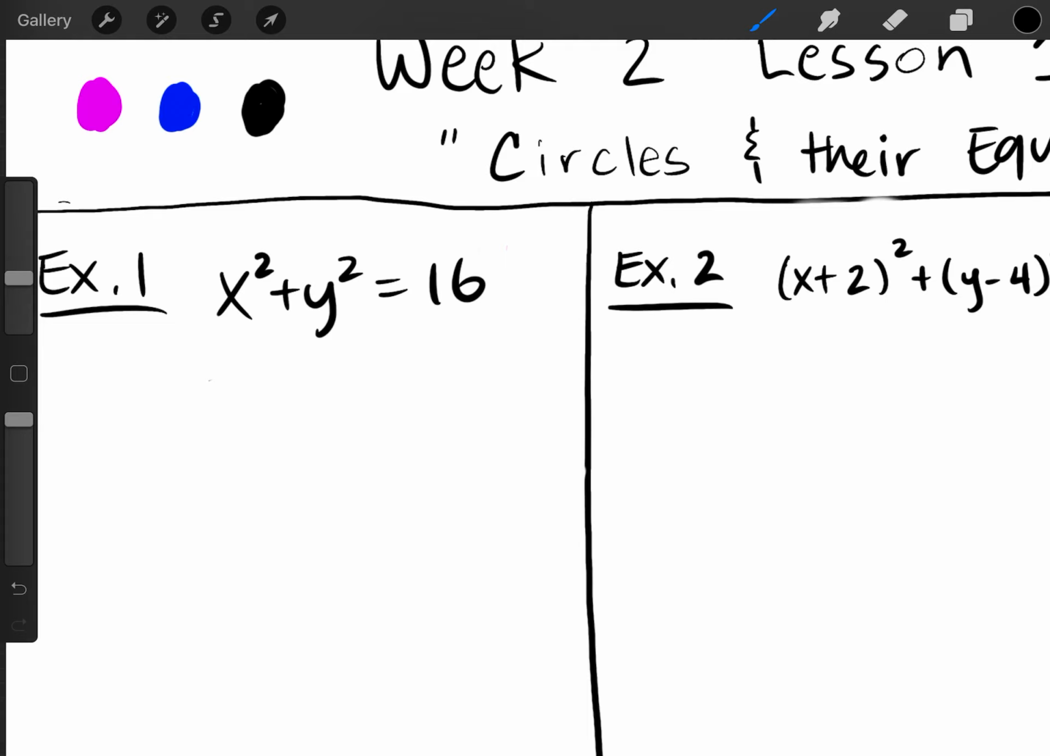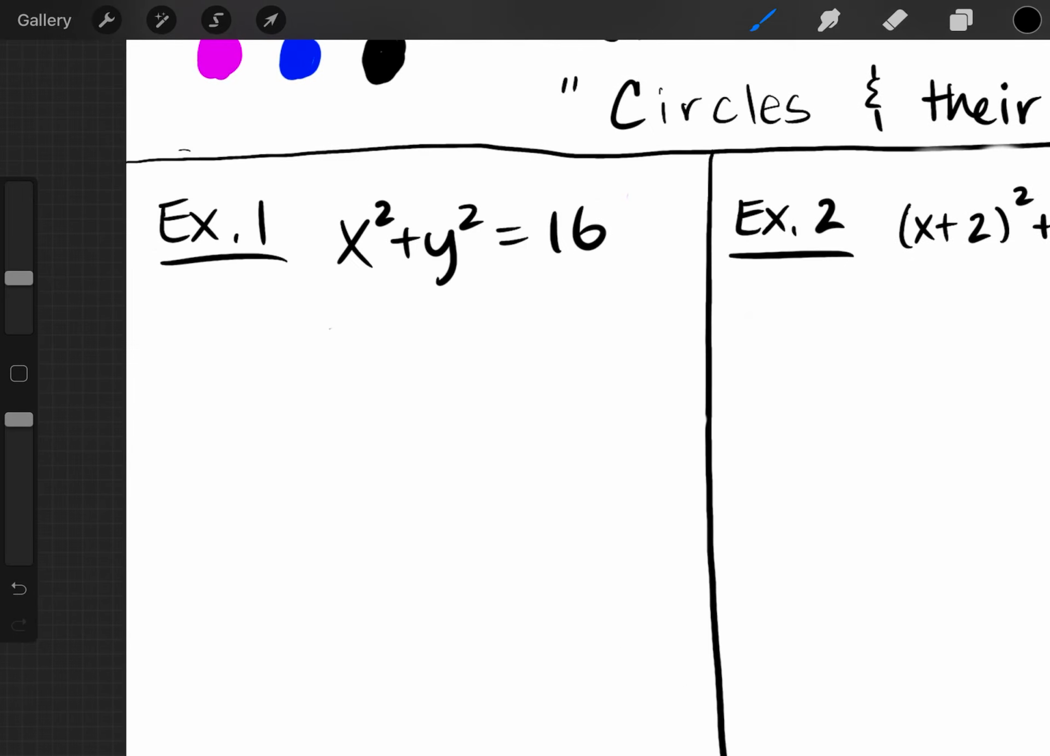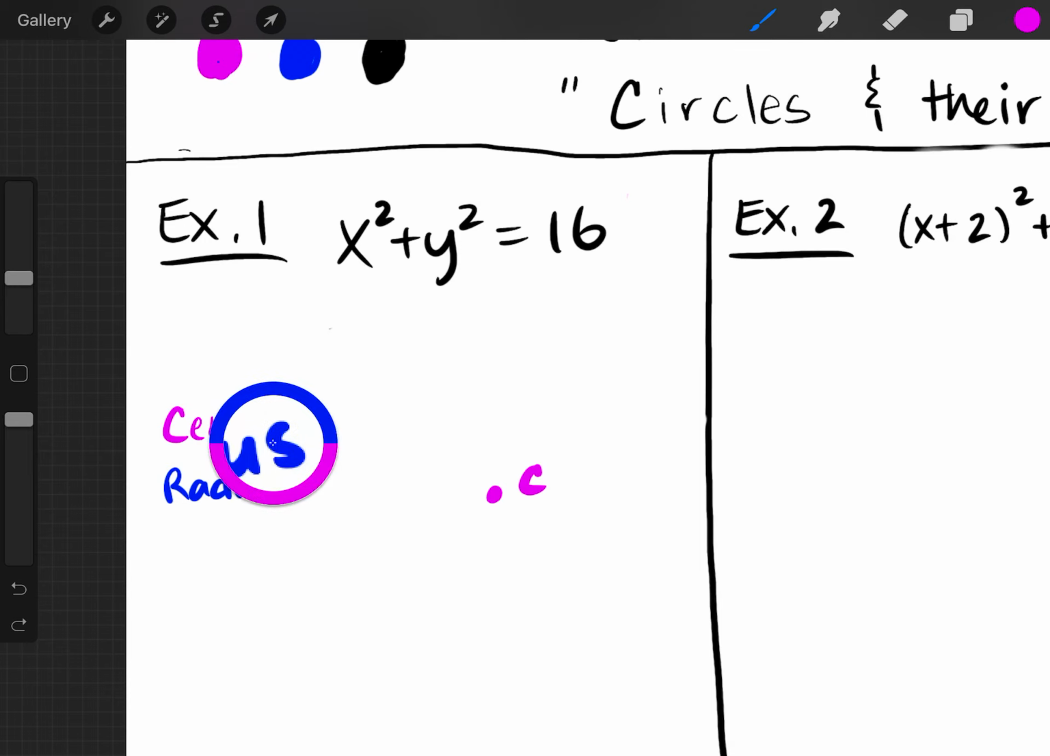Now, if you don't remember, looking at this equation of a circle, it gives us a lot of information. We can find two different things from this equation of x squared plus y squared equals 16. We can find what the center of the circle is. We can also find what the radius of the circle is. Why that's helpful is because with any center and any radius, you can graph a circle, right?